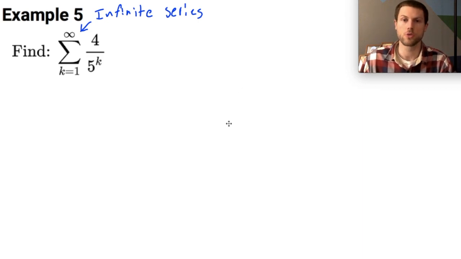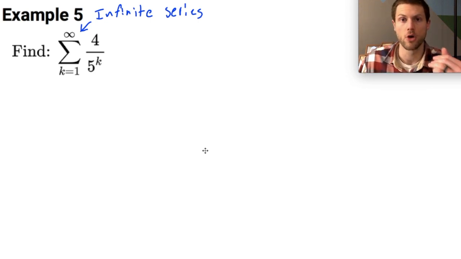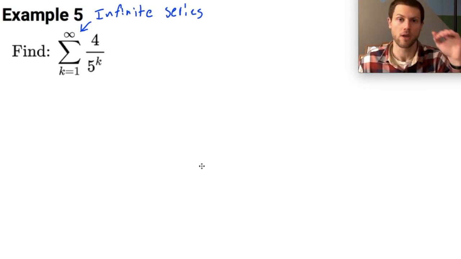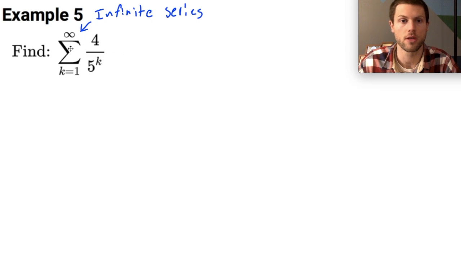So what we should do is scrutinize this a little bit and at first be a little suspicious. Well, if I'm adding up an infinite number of terms, will this actually have a limiting sum? Will this actually converge? Or is this going to explode and I'm not going to be able to actually find what the sum is? So we really need to identify what that common ratio is. And in this case, this is 4 over 5 to the k power.